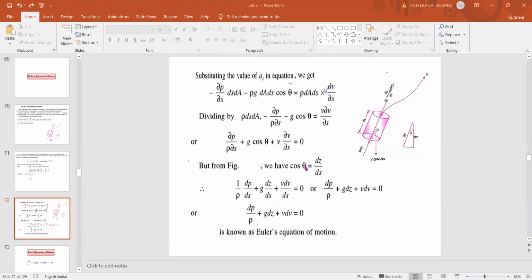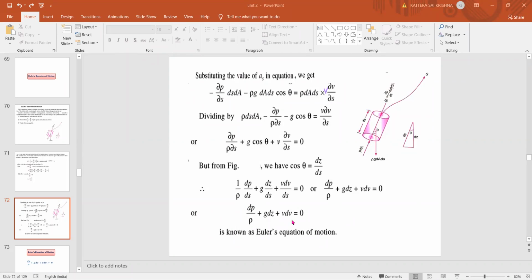Now substitute cos theta equal to dz by ds here. You'll get this, 1 by rho is constant. So now I'm taking dp instead of ∂p, nothing but we are taking for a bigger element, change in pressure with respect to distance. So (1/rho) dp/ds plus g into dz/ds plus v into dv/ds is equal to 0. In all terms you can see ds is common. So if you remove that, you will get dp/rho plus g dz plus v dv is equal to 0.